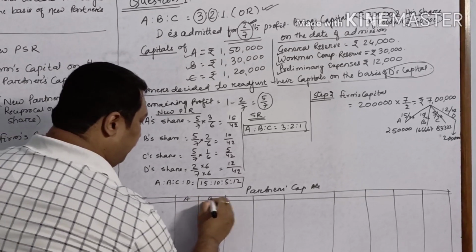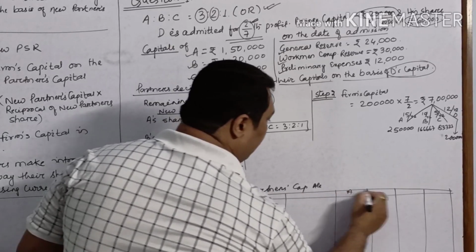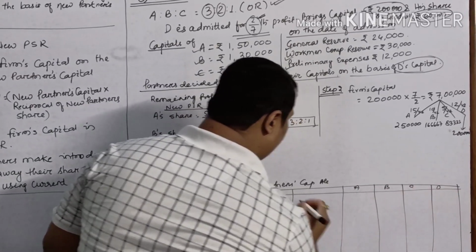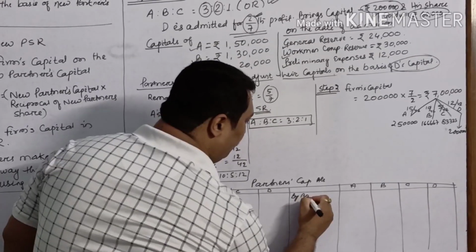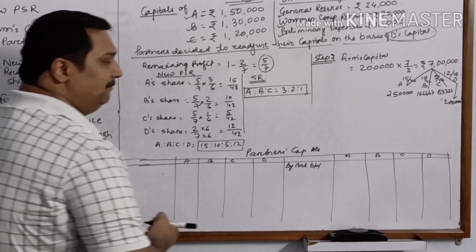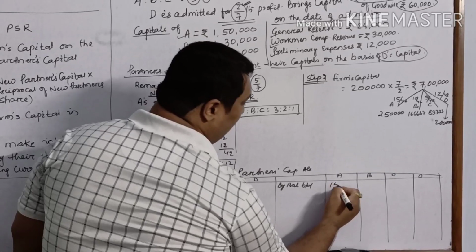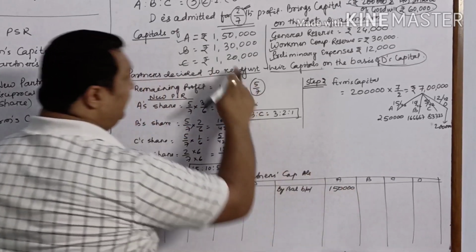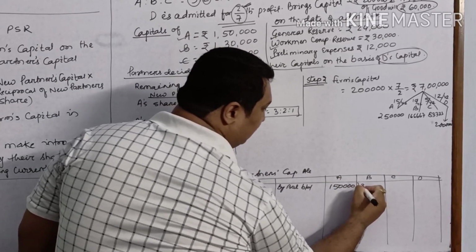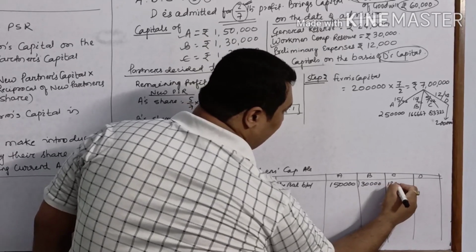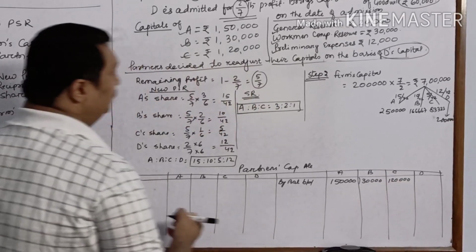This is A, B, C, D, A, B, C and D. First of all, we will write the old partners' capital by balance BD. Capital of A was rupees 1,50,000. B's capital is rupees 1,30,000. C's capital is rupees 1,20,000.